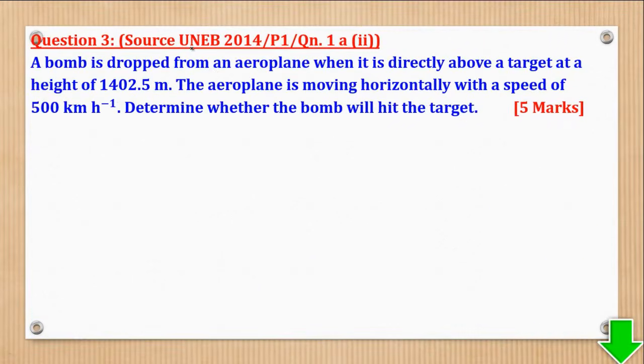Then question 3 came from UNEB of 2014, paper 1, question 1a, and says, a bomb is dropped from an aeroplane when it is directly above a target at a height of 1402.5 meters. The plane is moving horizontally with a speed of 500 kilometers per hour. Determine whether the bomb will hit the target.